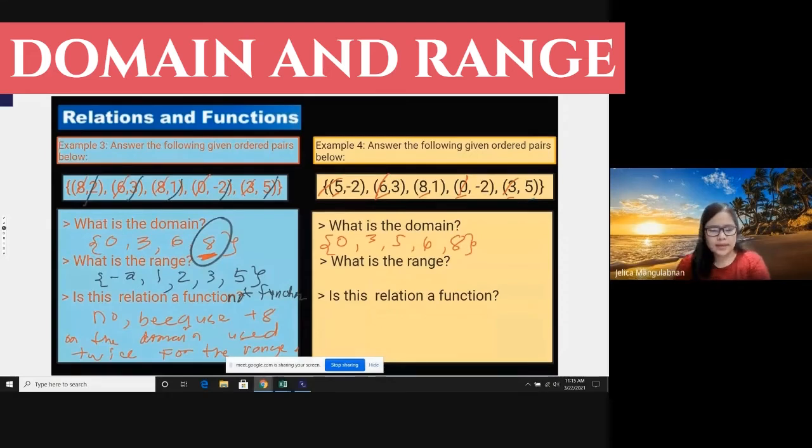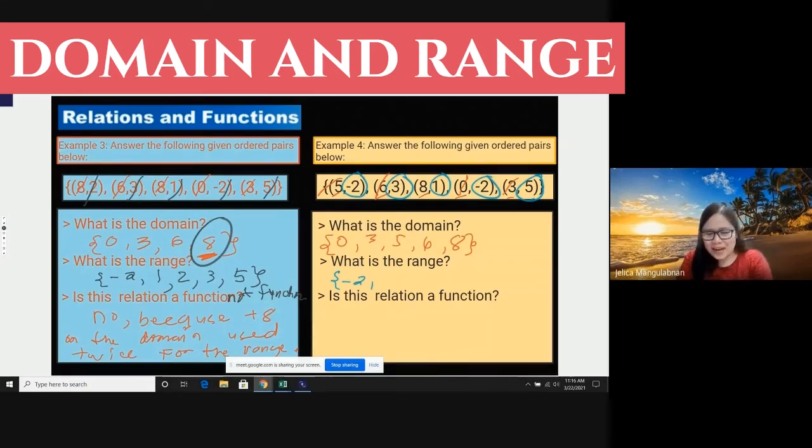Next, let us check the range. For the range, these are the second values. I will encircle the range and then write them in the proper order. So we have -2. Oopsie, we used -2 twice on the range. But as I mentioned, if you use a repeated number on the range, it will not affect whether it is a function or not. It's still fine as long as there is no repeated number on the domain. So concentrate on the domain when you identify if the given relation is a function or not.